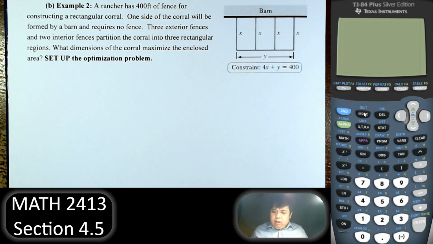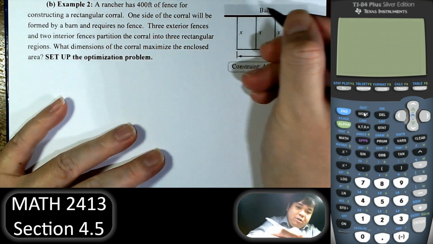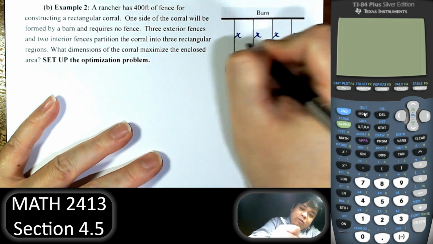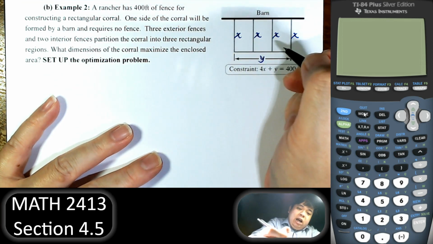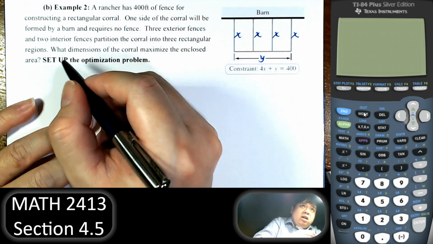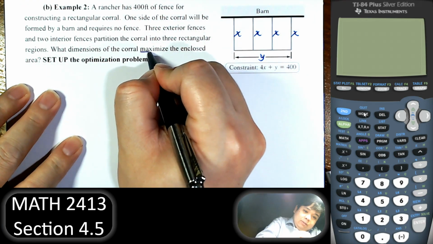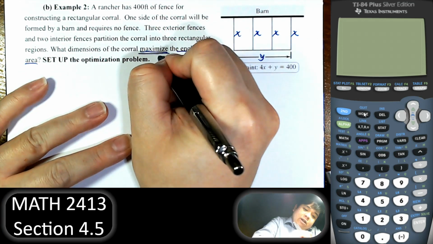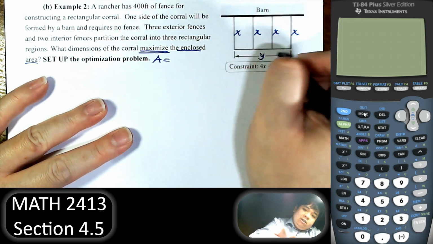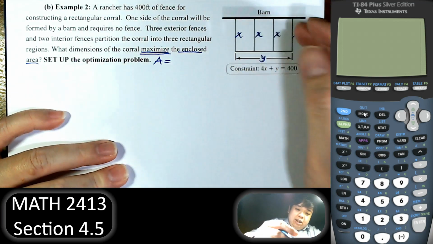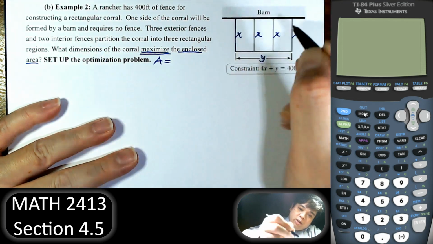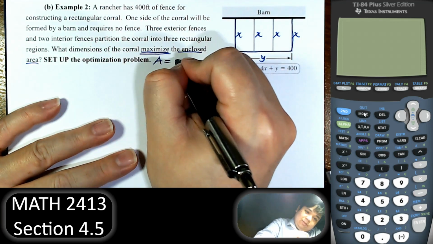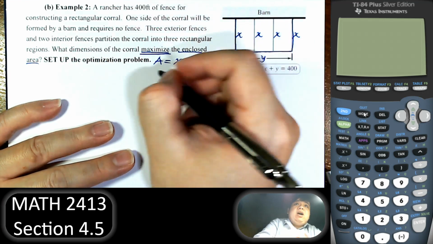So of course this picture is nice already because we have the variables. Let this side be x. There are 4 of them, and then y. What we try to find is to maximize the enclosed area. And the area for one big rectangle is length times width, so x times y, pretty much. So try to maximize that function.